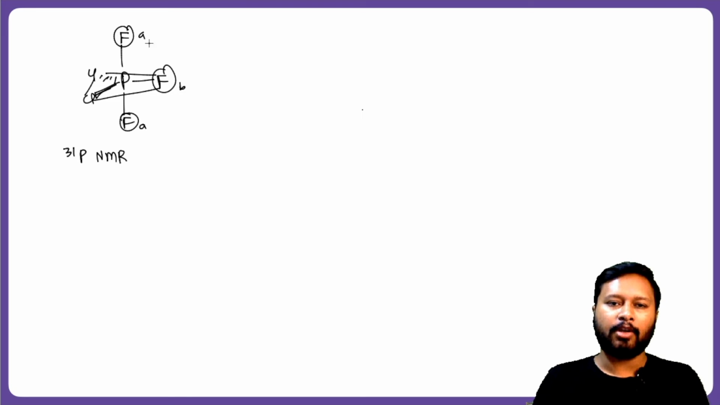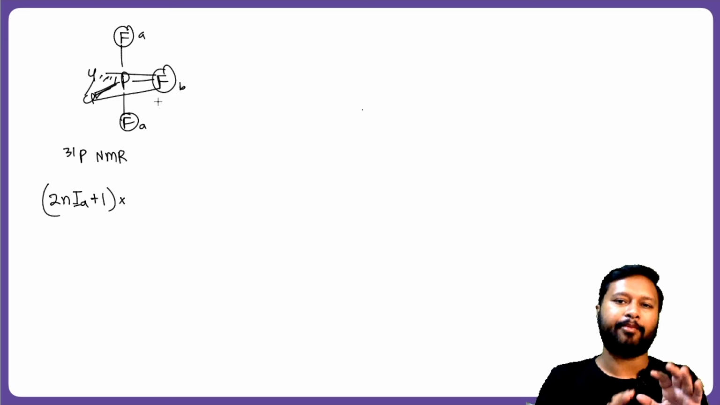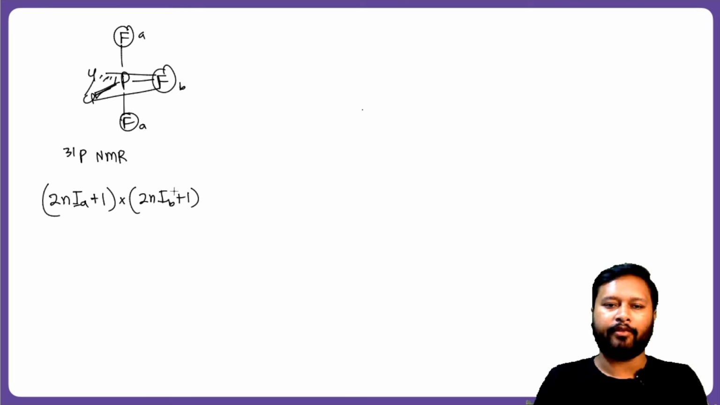So who is going to split this phosphorus? Of course fluorine of type A and then fluorine of type B. So how is the splitting going to take place? Basically 2nIA plus 1, that is going to tell me the splitting because of fluorine of type A, multiplied by, we always multiply because that is happening in the same molecule. When it is happening in the same molecule, you have to multiply, multiplied by 2nIB plus 1. That means the number of fluorine of type B, right?